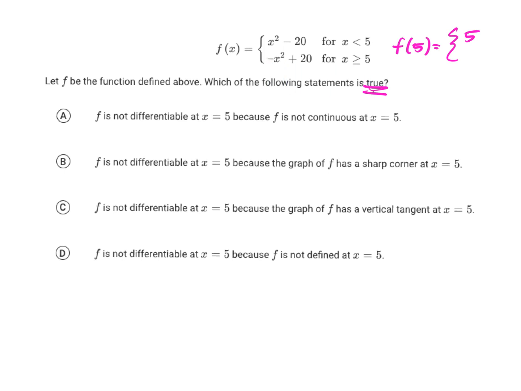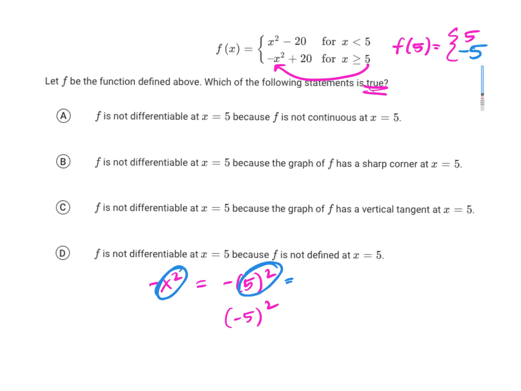If I plug my 5 in there, is this equivalent to this or this? The first one. Okay, you guys, because they didn't put this negative sign in parentheses, that negative sign is not getting squared. It's only the 5. So what would that simplify to? -25 plus 20 is -5. Is my function continuous? No, from the left we got 5, from the right we got -5. It is not continuous. What's our problem? If it's not continuous, it can't be differentiable.